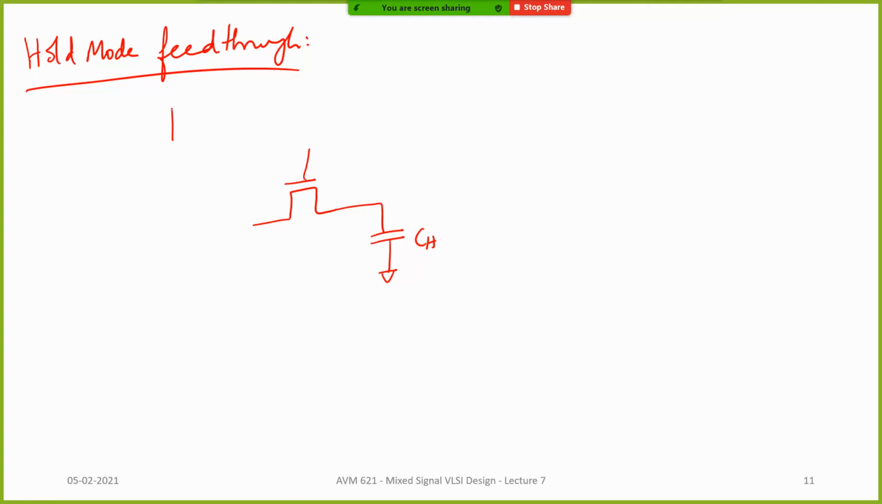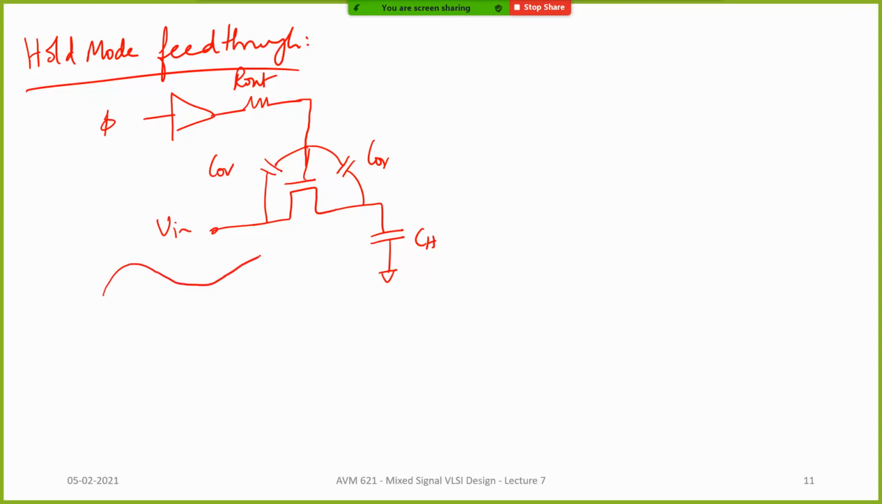But let's say this is your clock. It has some clock driver which will have some output impedance, and then let's say this is the output impedance of your clock driver. Now what happens is there is capacitance here, right? Overlap capacitance on both sides. So now let us say in this time also the signal is changing. When you are supposed to be holding the value, the input can change, right?